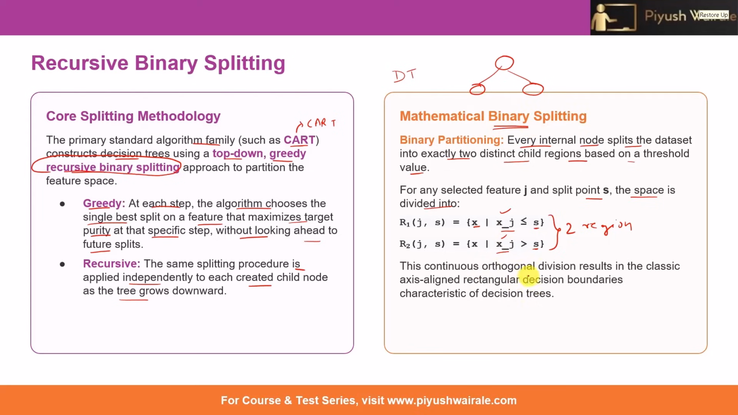This continuous orthogonal division results in classic axis-aligned rectangular decision boundaries, characteristic of decision trees. And this leads to the rectangular decision boundary, which is the characteristic of the decision tree.